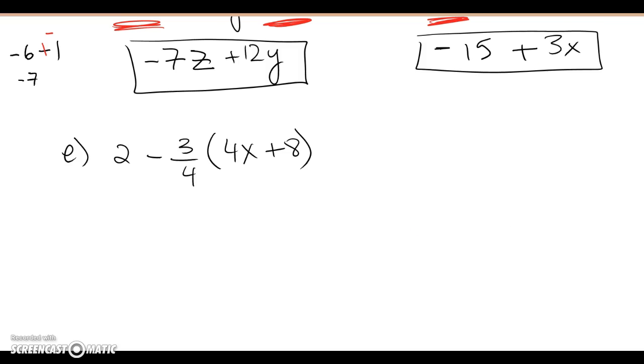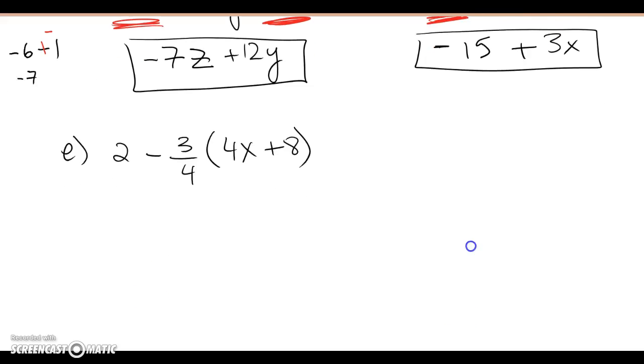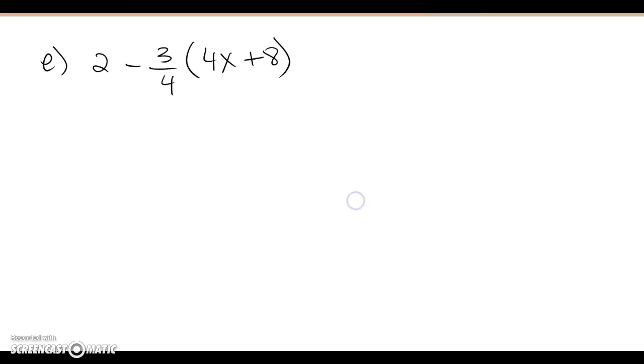Okay, part E is kind of similar to part D, except part D had those negatives sort of throwing us off. Here we have that fraction to worry about. Again, focusing on the parentheses, can't combine like terms, so why don't we distribute this 3/4 into both pieces? And if that negative is throwing you off, again, do the change business.